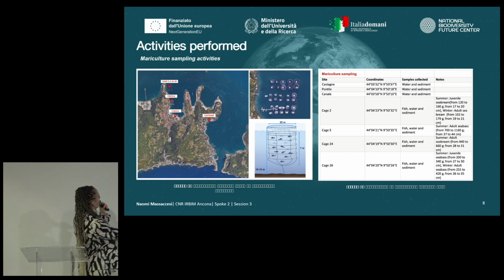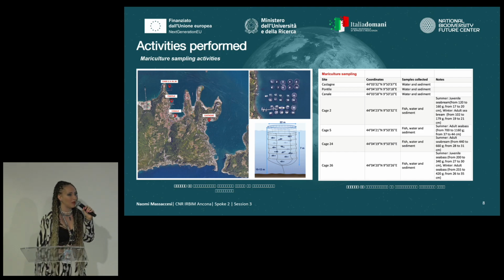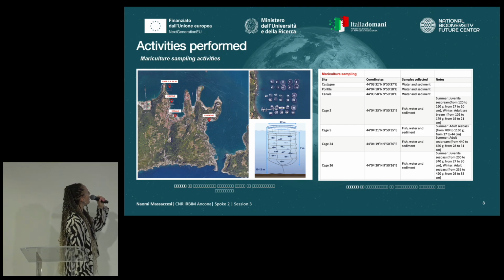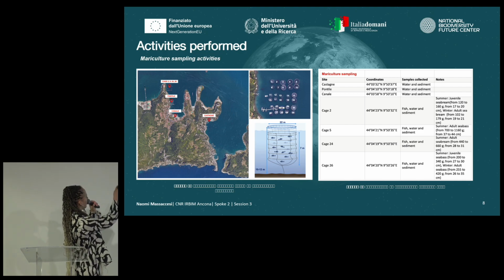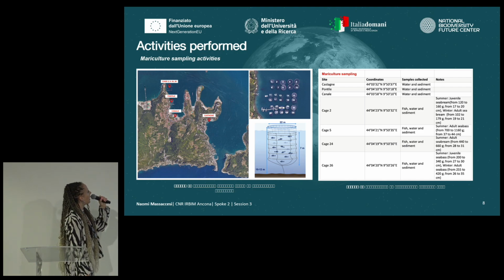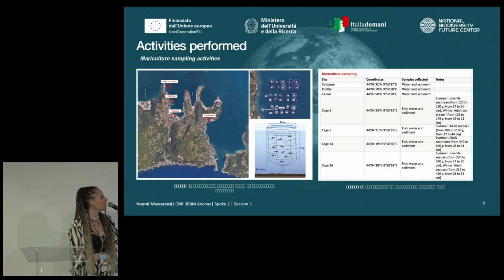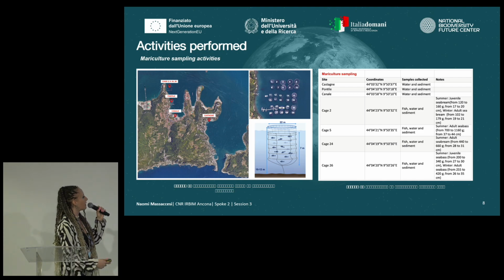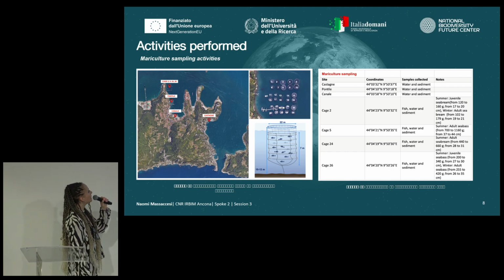In particular, Castagne, which is a negative control, was a gravel beach located away from pollution sources. An intermediate site called Pontile, located between the coastline and the fish farm. Four fish cages located inside the fish farm. And finally, a semi-submerged channel called Canale, which was mainly influenced by tidal variation and urban discharge.